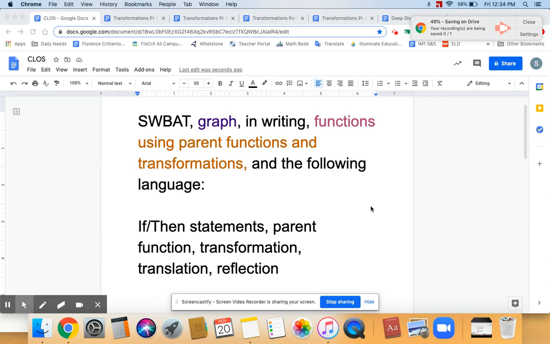The CLO for this lesson is that students will be able to graph and write functions using the parent functions and transformations, as well as the following language: if-then statements, parent function, transformation, translation, and reflection. So what do you think you're going to learn how to do in this lesson?